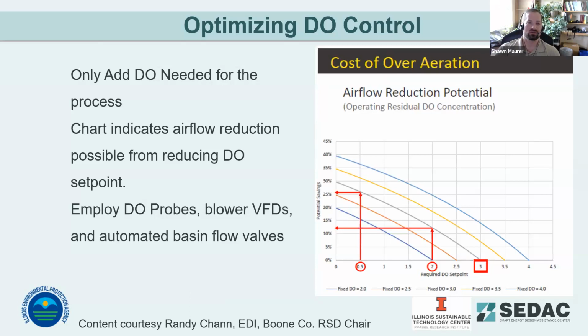For basins that have DO controls in them, optimizing that DO control and set point can provide significant energy savings as well. The chart here shows that if you start with an initial DO set point of 3, marked there on the chart with the square, and you reduce that DO set point to 2 milligrams per liter, that's somewhere around a 13% energy savings potential in your aeration equipment. If you can get down to a lower set point, about 0.5, which we start seeing for basins doing enhanced nutrient removal processes, then you're looking at somewhere close to 25% energy savings potential for your aeration equipment.